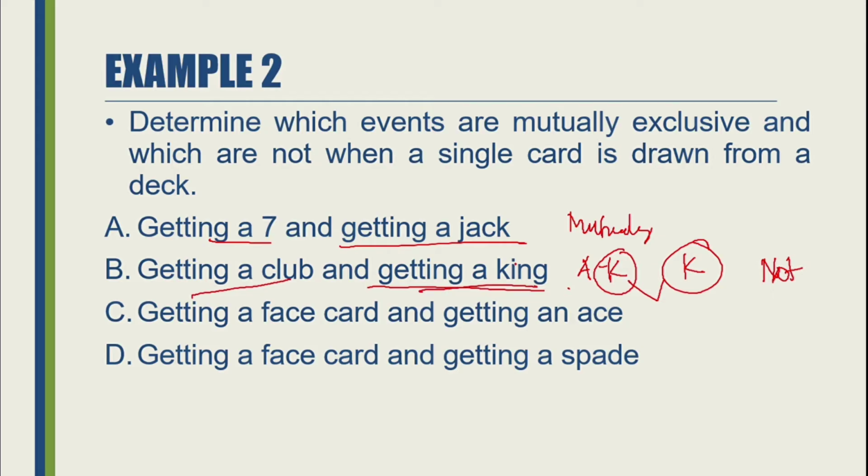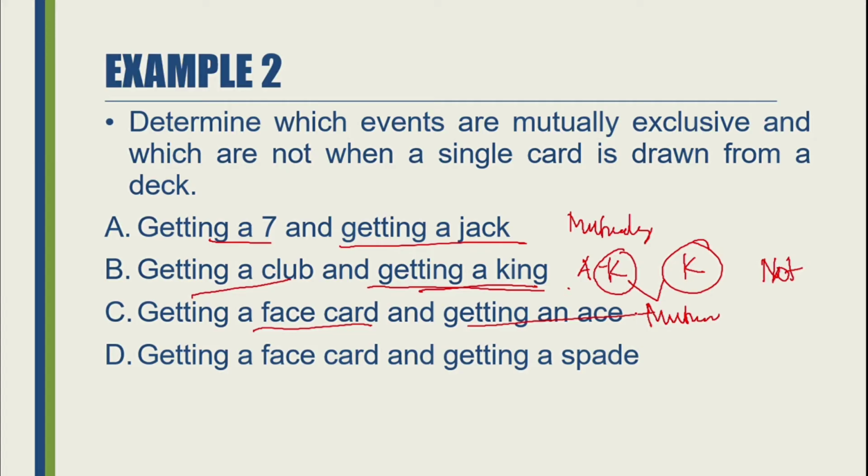Letter C, getting a face card and getting an ace. This is mutually exclusive, because an ace is not a face card. The face cards are jack, queen, and king, and an ace is a separate probability from the face cards.